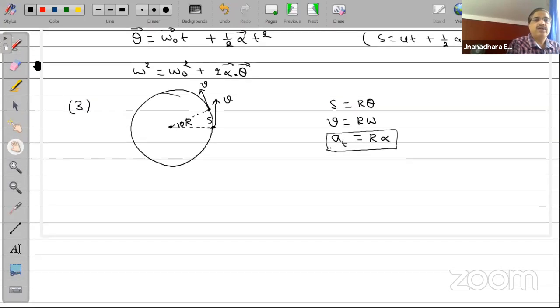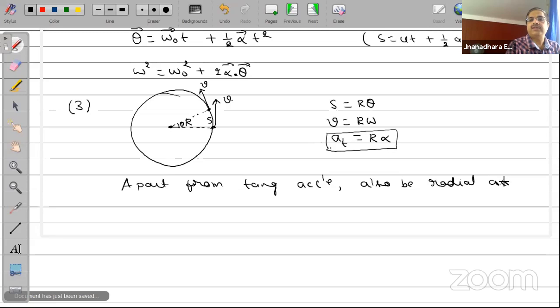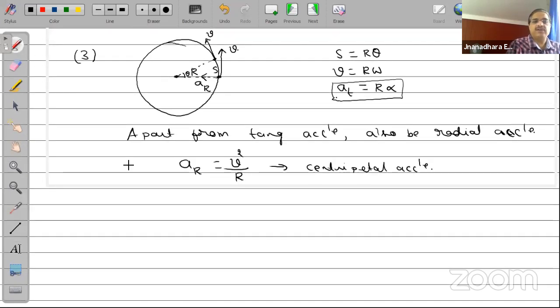Now in a circular motion, apart from tangential acceleration, there will also be radial acceleration. Whenever I say radial acceleration, I mean it will be towards the center. This radial acceleration will be equal to v square by r, which is known as the centripetal acceleration. So for a body in circular motion, we'll have two kinds of acceleration: one is the radial acceleration, the other one is the tangential acceleration. So what is the net acceleration of both of them? The net acceleration will be equal to root of a_t square plus a_r square.